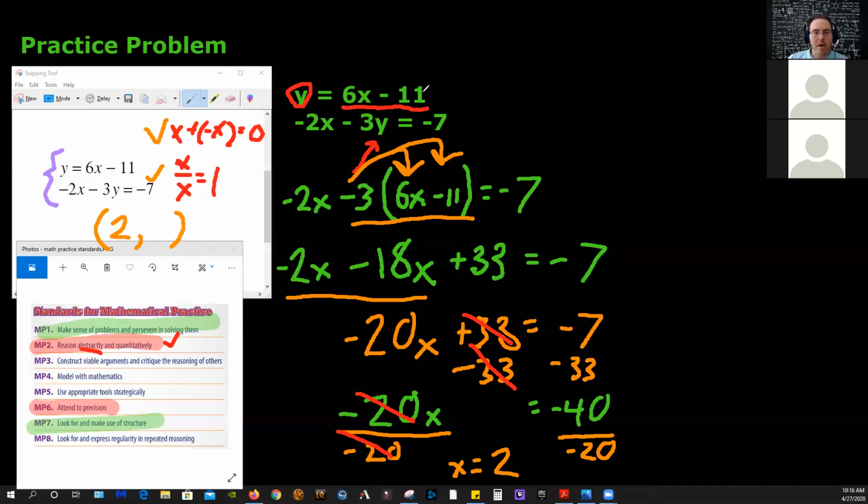So what we do is we go back to this original equation, y equals 6x minus 11, and we just take the 2 and jam it in right here at the x spot. So another use of substitution. So we're going to say that y equals 6 times 2 minus 11. We have to do the multiplication first, so that'd be y equals 12 minus 11, which means that y is equal to 1.